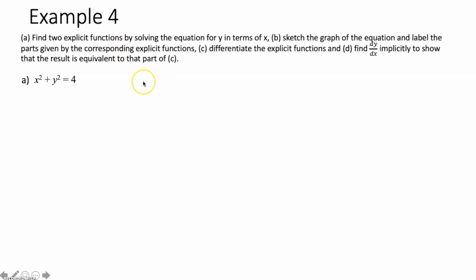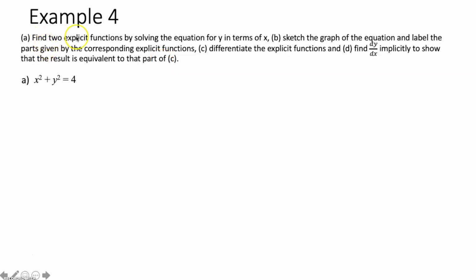Now, example 4, we have 4 parts here. It says, first, we're going to find 2 explicit functions by solving the equation for y in terms of x. Then part B, we're going to sketch the graph of the equation and label the parts given by the corresponding explicit functions. Then we're going to differentiate the explicit functions. And then lastly, we're going to find dy/dx implicitly to show that the result is equivalent to part C. Okay, so let's start with part A.